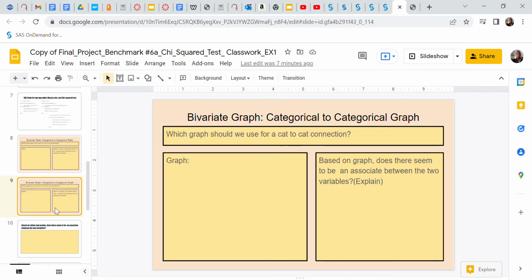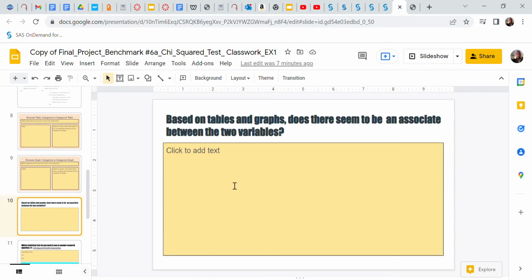All right, cool. So now, based on both the graph and the table, tell me, does there seem to be an association? And reference the table. Give me percents. Give me categories. Give me columns. Give me rows. Look at the graph. Talk to me about the table and the graph and give me a clear explanation on what you think, if there's an association or not between the two variables.